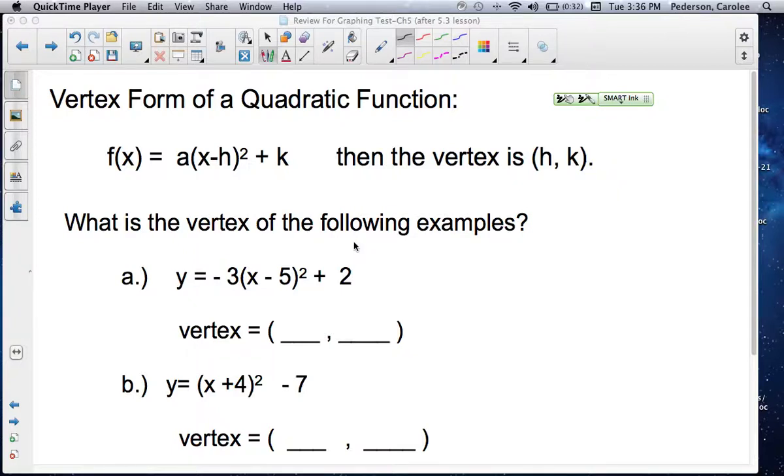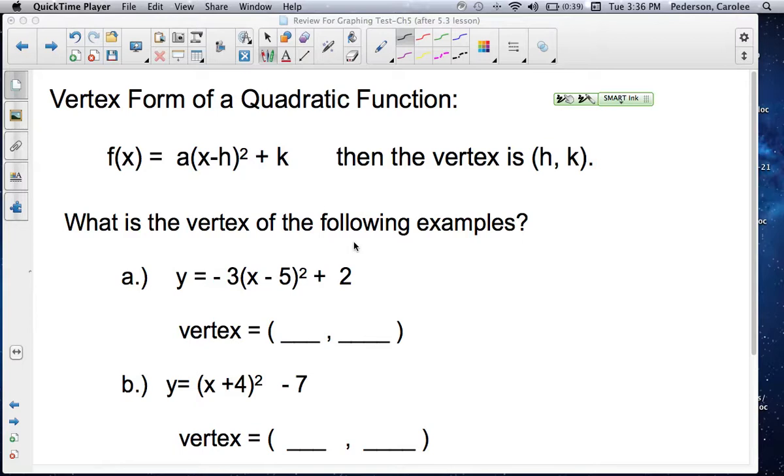This is vertex form review of the quadratic function, reviewing for Algebra 2, 5.3, review for the test 5.1 to 5.3. This is part 3. I'd say this first slide you don't need to write down. This should be a nice review of what transformations are, how to find the critical points.